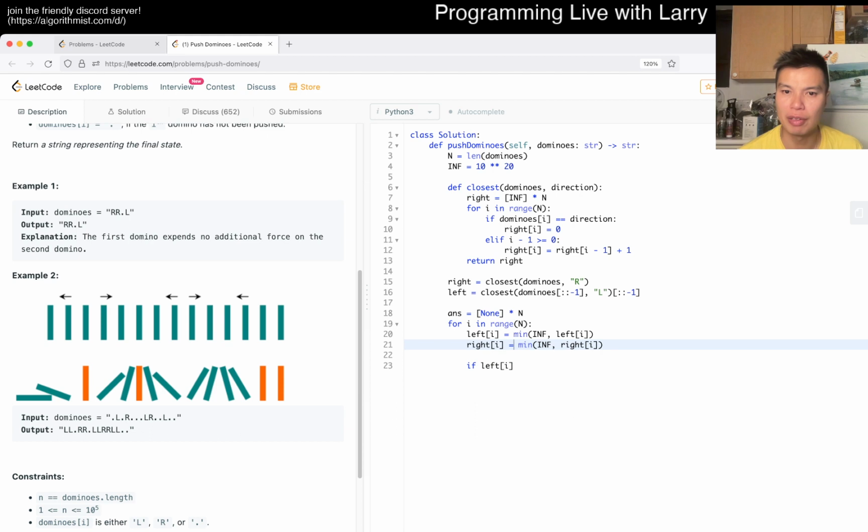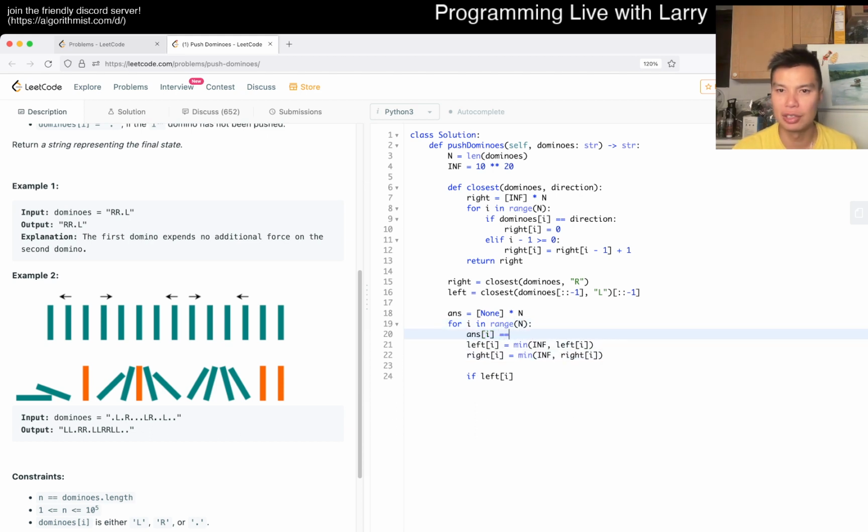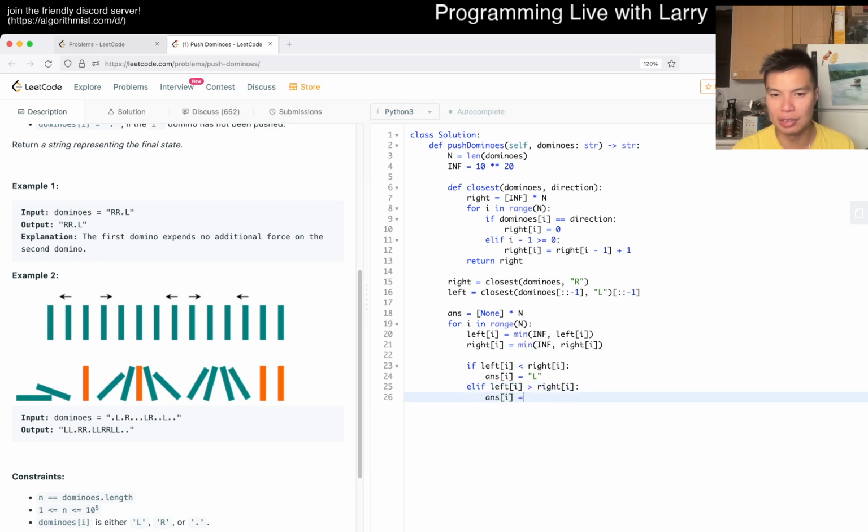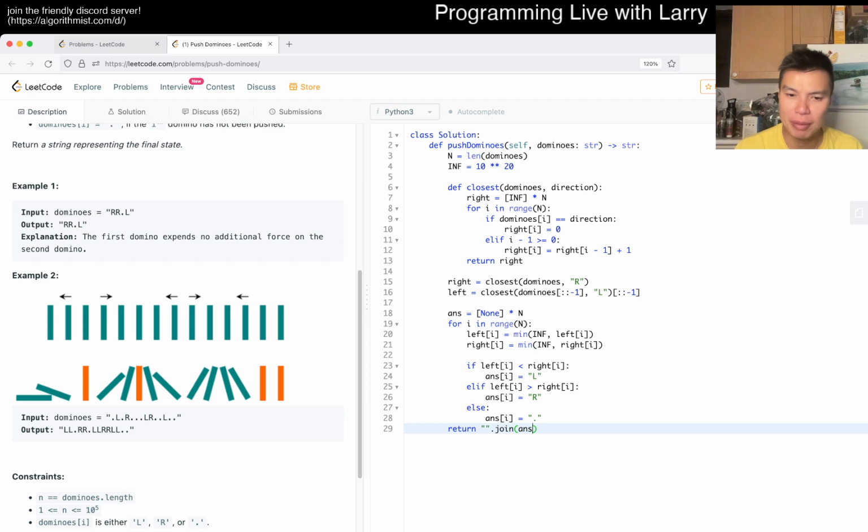So basically, first of all, we want to say n sub i is equal to dominoes of i, right? I guess it doesn't really matter, because if this is zero, then it'll just be that one anyway, right? So we want the closer one. If left sub i is less than y sub i, then answer sub i is equal to left. Else if left sub i is greater than y sub i, answer sub i is equal to r. Else it's equal to a period, right? Do we want it in a string? Okay, we do want it in a string. So then we just join into a string. That's pretty much it. This is going to be linear time, linear space.